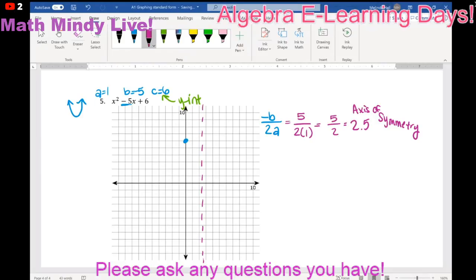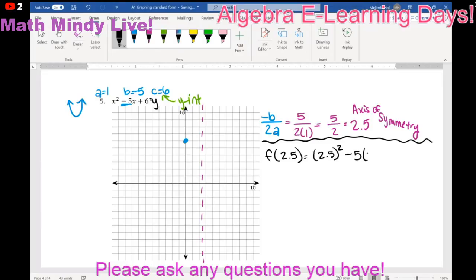And so then you take that number and you plug it into the equation itself, which most of the ones you're getting probably already have the y equals, or they have f of x, because remember, f of x just replaces your y. But then you're going to plug in your axis of symmetry number in for your x, so that you can figure out what the y value is of your vertex. So you'd have 2.5 squared minus 5 times 2.5 plus 6. And then you just work through it one step at a time.